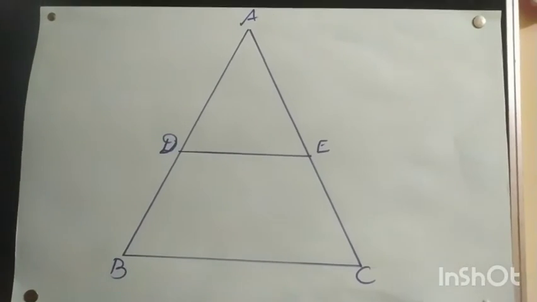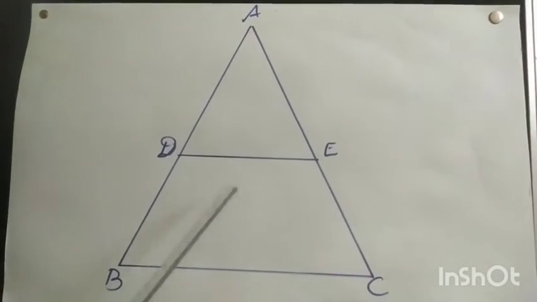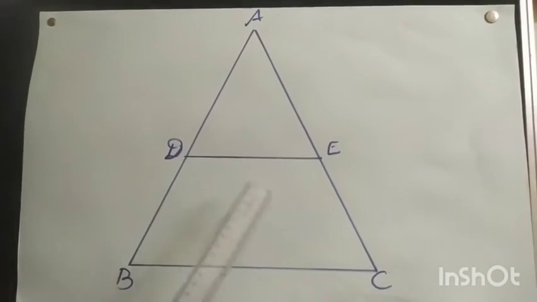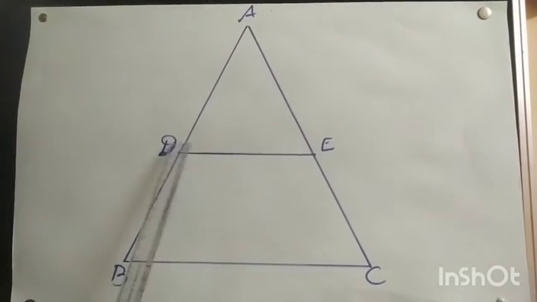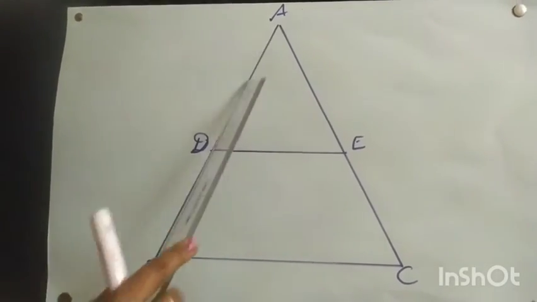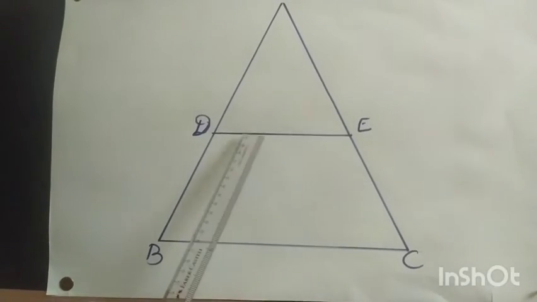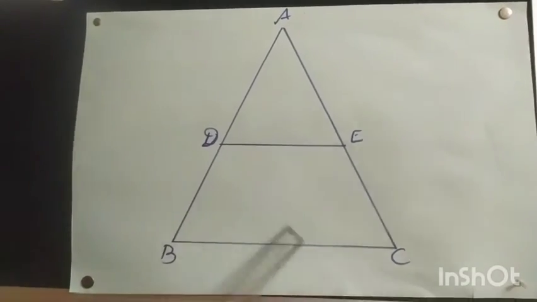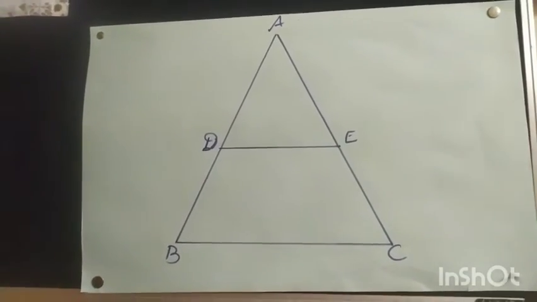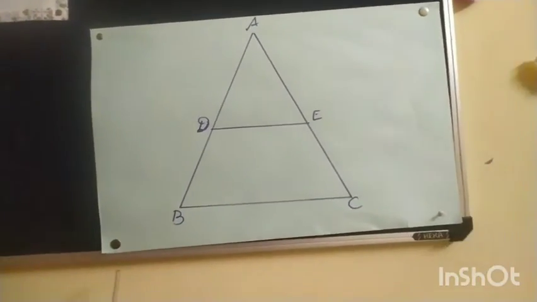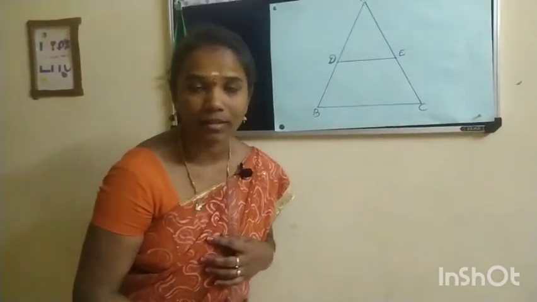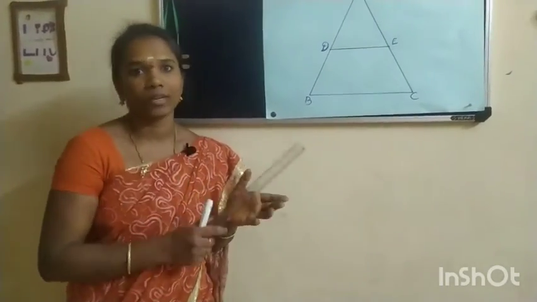I will just repeat this statement. If a line is drawn parallel to one side of a triangle, intersecting the other two sides at two distinct points, then the other two sides will be divided in the same ratio. This statement was given by the great Greek mathematician called Thales, so this is also called Thales theorem. This concept has been introduced in the concept of similar triangles. So let's go into the proof of the theorem in detail.